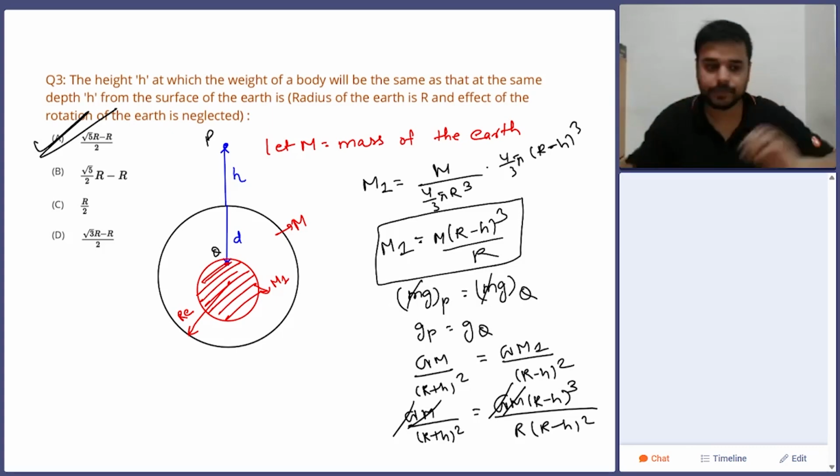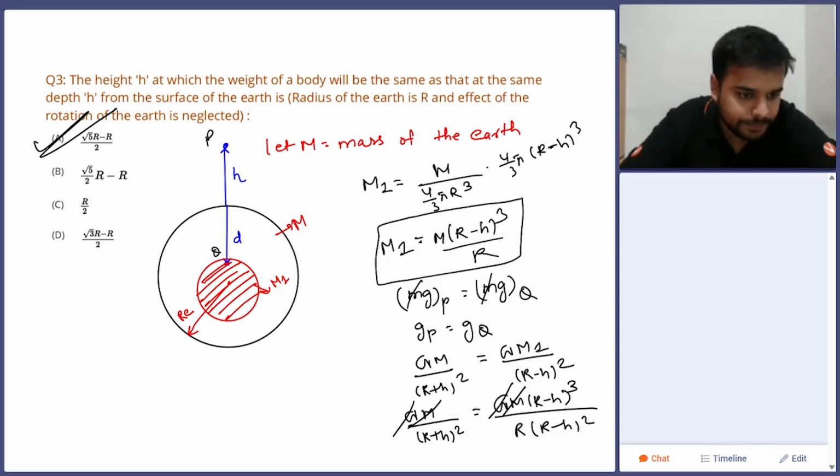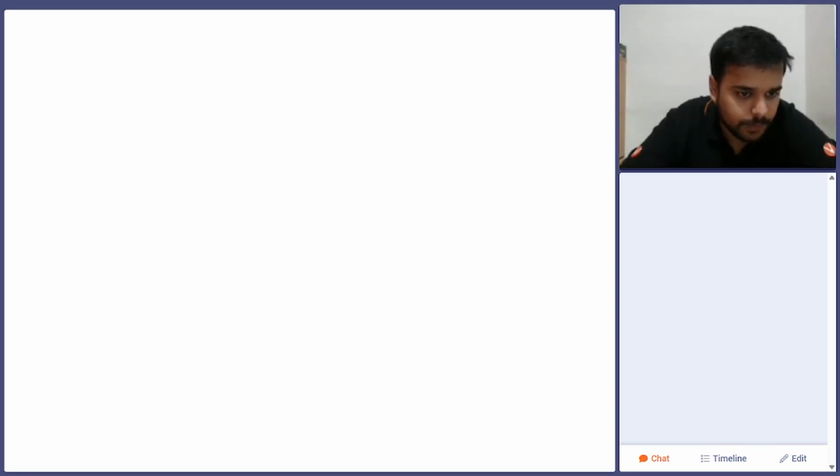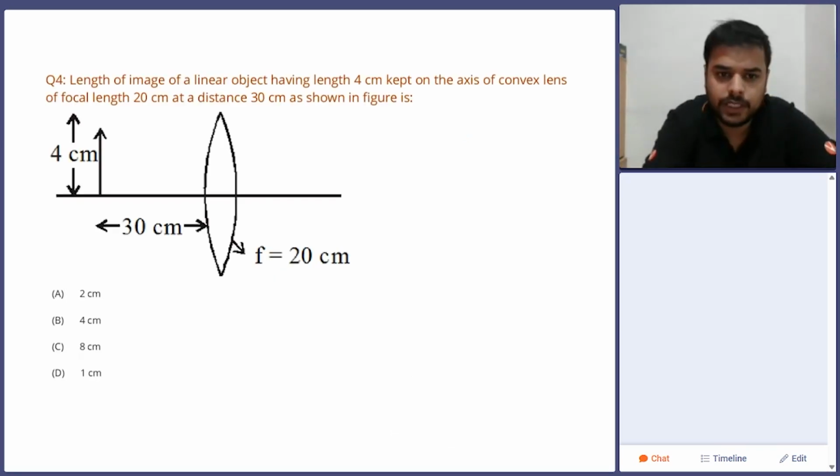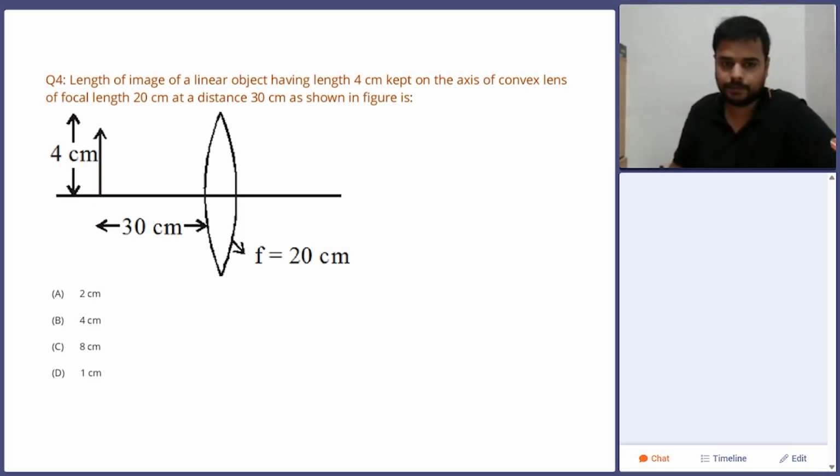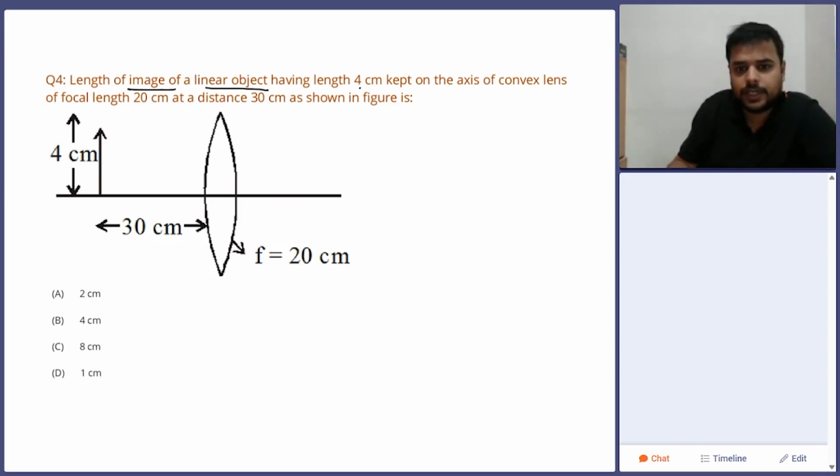Moving forward. Length of the image of a linear object having length 4 cm is kept on the axis of convex lens of focal length 20 cm at a distance of 30 cm as shown in the figure. So basically, length of image of a linear object having length 4 cm on the axis of convex lens.